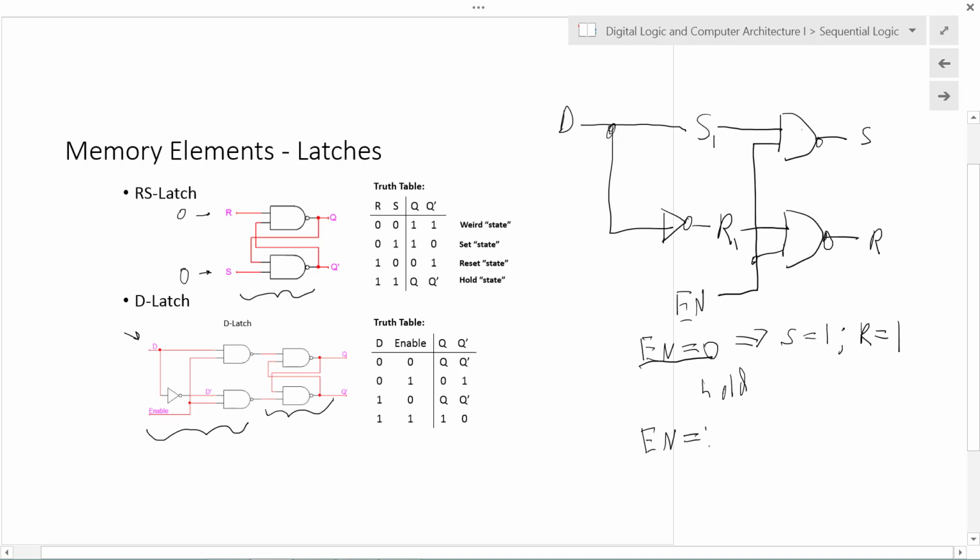En equal to 1 implies S equals D prime, R equals D here, and Q is then set equal to the value of D. And the truth table for this D-latch circuit is given here.